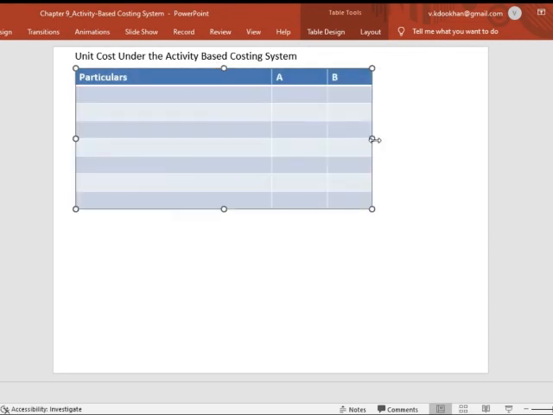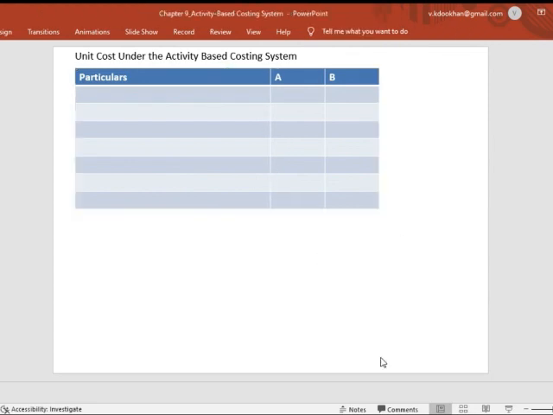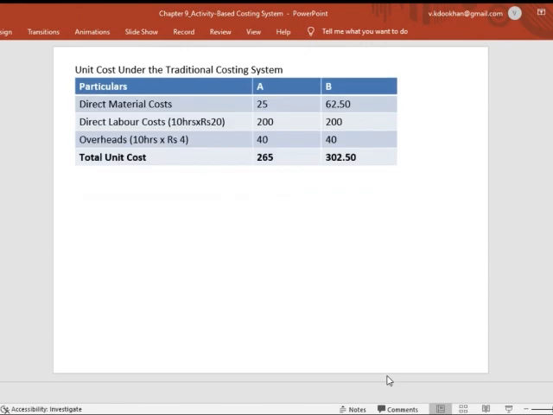So we are going to start again with the same process of calculating the unit cost for A and B based on activity-based costing. Activity-based costing is not going to be direct expenses and then the overheads, not like what we saw for the previous one. We are going to have direct material, direct labor, but the overheads would be divided.